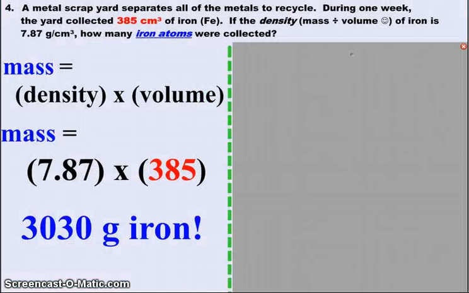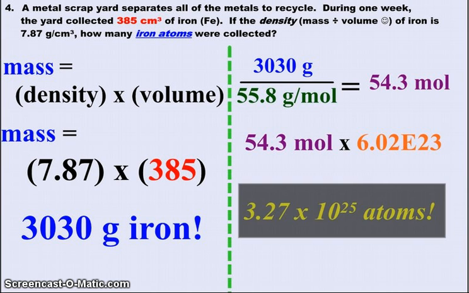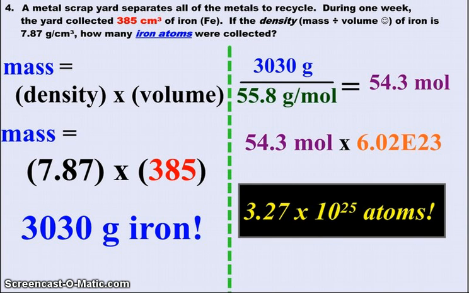Question 4. Tying in the concept of density and the mole, here you have a scrapyard collecting iron. Density is mass divided by volume, so mass is the density times volume. When I do that, I figure out that there's 3,030 grams of iron. That puts me in Mass City. Now I can change that to moles and then change that to atoms. So I take my mass of iron divided by its molar mass, and then I multiply that by Avogadro's number to figure out that there's 3.27 times 10 to the 25th atoms.